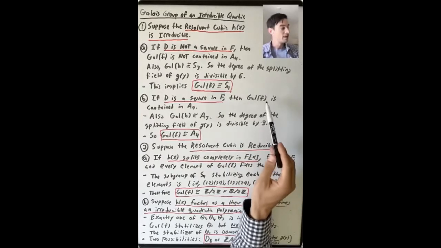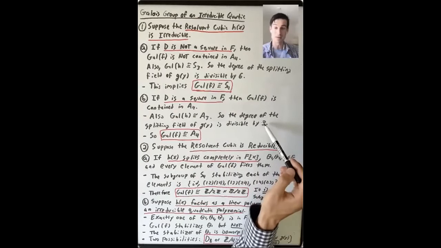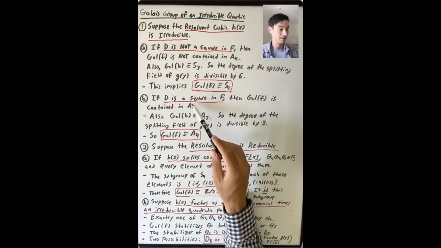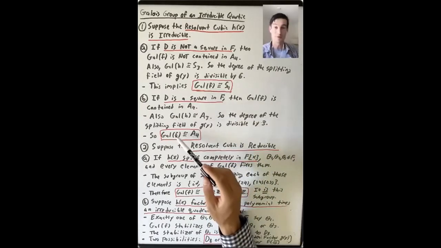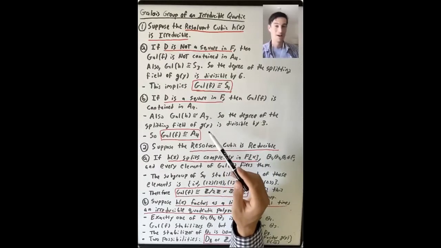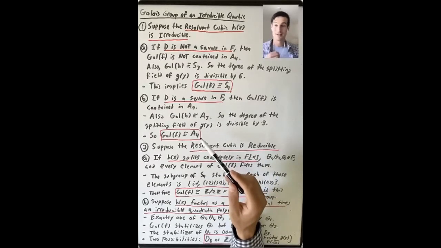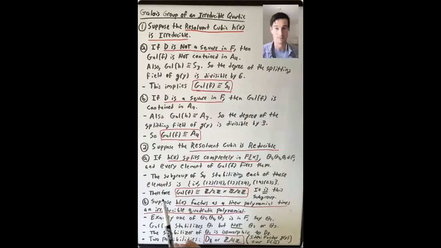So what do we need? We need a transitive subgroup of S4 that's contained in A4 that has order divisible by 3. And what are the possibilities? There's only one possibility left. The Galois group of f needs to be isomorphic to all of A4. Okay, so that completes the description of the Galois group of an irreducible quartic in the case that the resolvent cubic is irreducible. So now let's think about the case where the resolvent cubic is reducible.